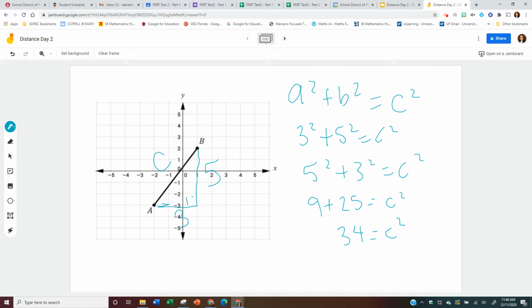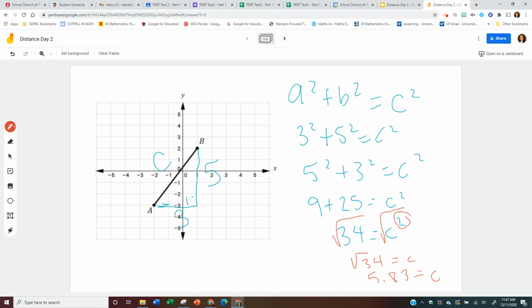And this was one of our examples from last class. And then, because you want to get rid of the squared, you have to do the opposite of squared, which is the square root on both sides. So you get that the square root of 34 is equal to C. And now you could get that as a decimal if you wanted to, or you could leave it as that. In case you did want to get it as a decimal, that would be like 5.83 would be what C is equal to.